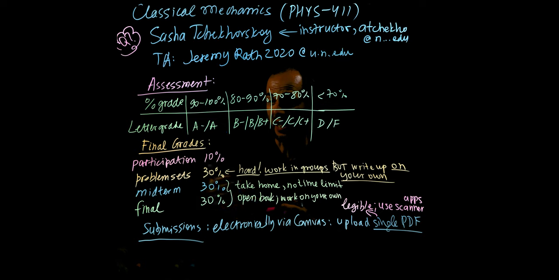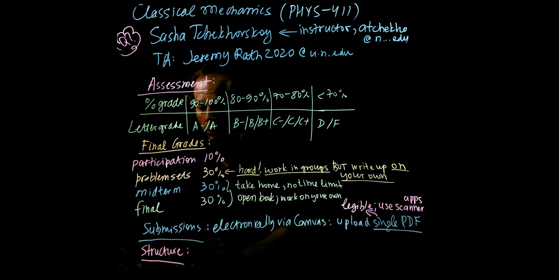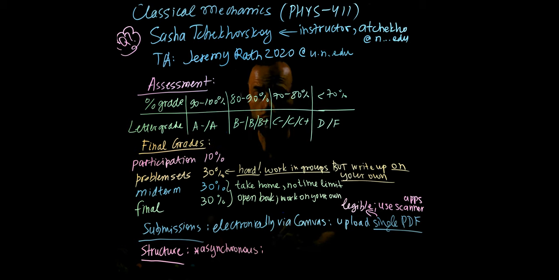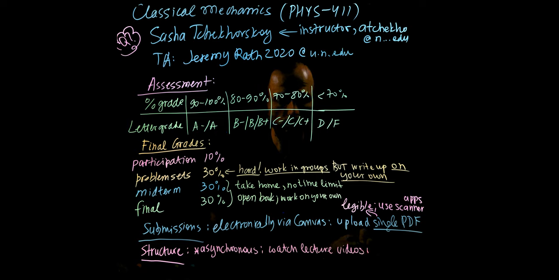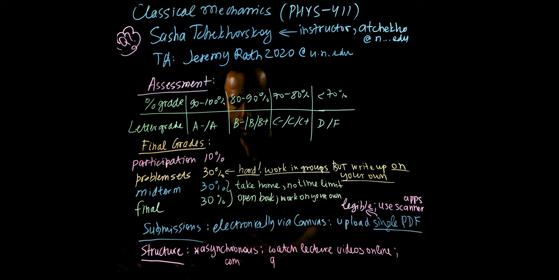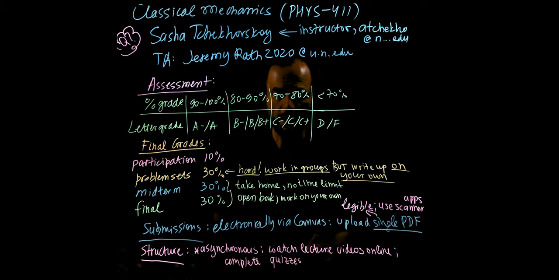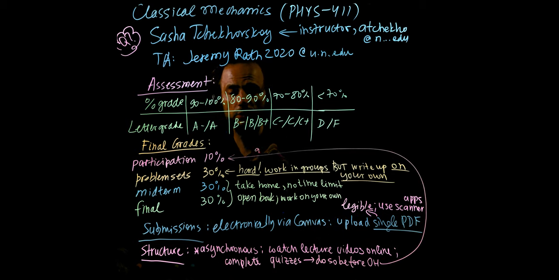So the structure of the course will be, in addition to midterms, problem sets, and the final, will involve two components. Component number one will be asynchronous. So what does it mean? You're going to watch lecture videos online, just like you're doing right now. But there is also a very, very important component. You will also need to complete quizzes that follow the lecture videos. And if you do so before office hours, then you are going to get participation credit.